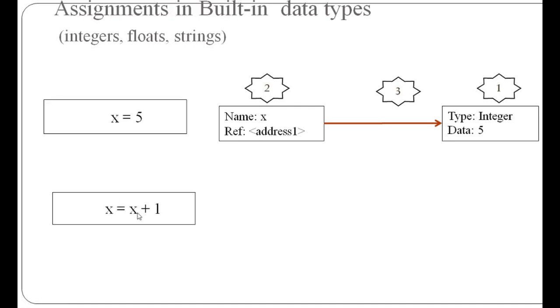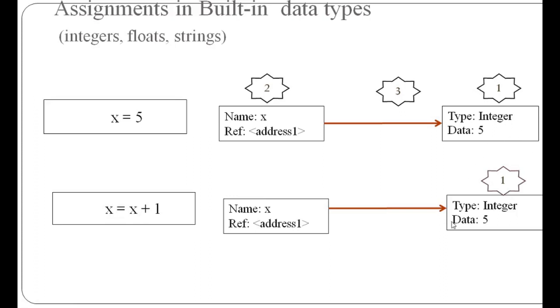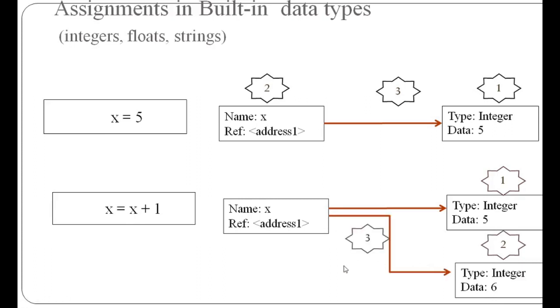I'm just incrementing x = x + 1. What will happen? Another object will be created with the value 6 and then x will be made to point to that particular object.